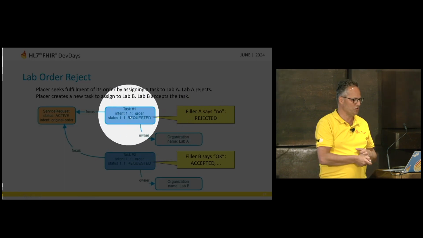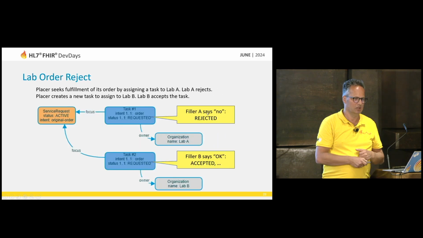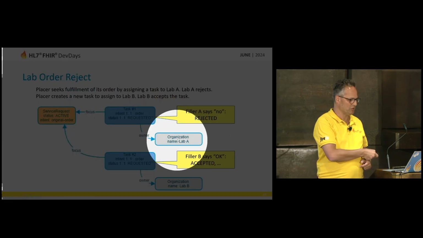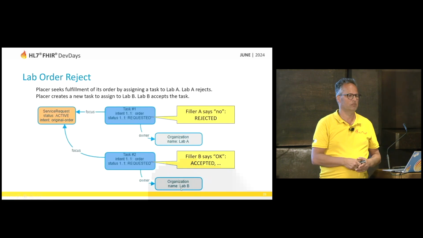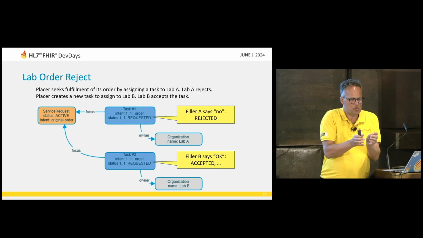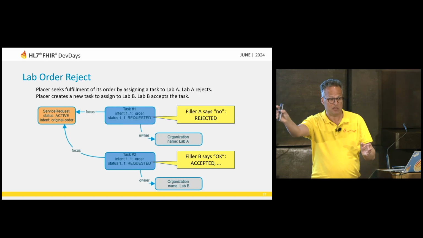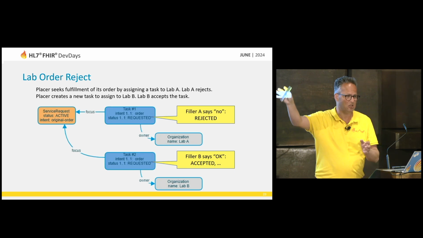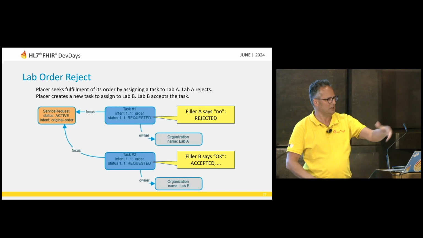So lab A changes the status to rejected. Then they will find out lab A doesn't want to do it, so I will just assign it to lab B. And fortunately, they changed the status to accepted. So you see that we have decoupled, if you want, the service request, because that doesn't change at all. I still want to have the same thing done. It hasn't been done yet. The only thing I do is kick off a new task to assign it to somebody else.